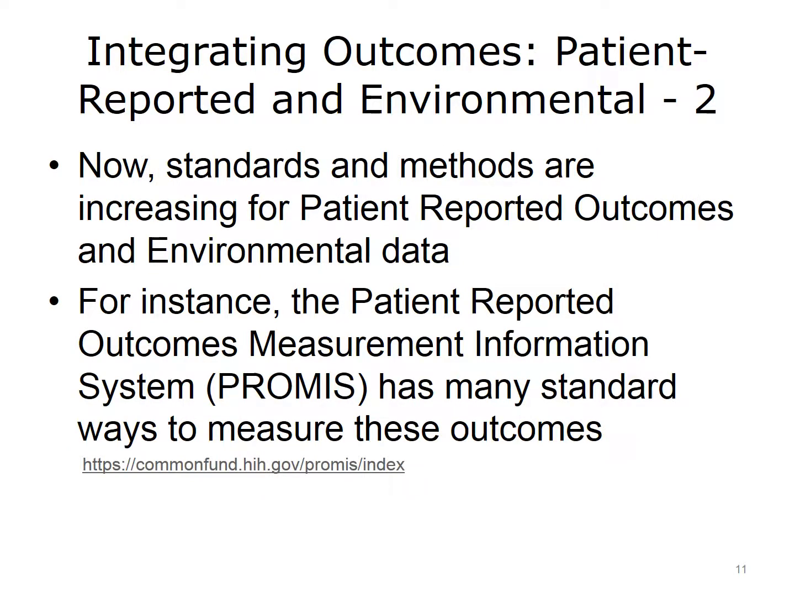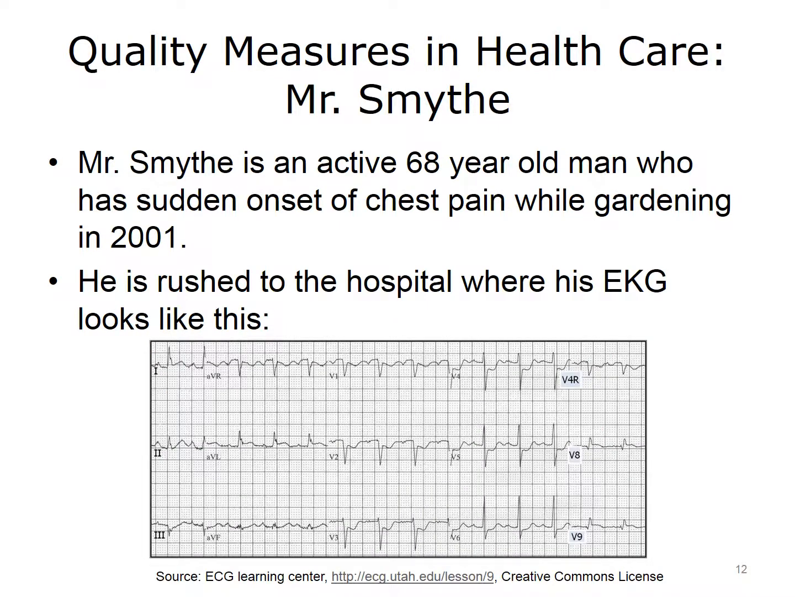There are a number of new standards and methods to record and integrate information about patient outcomes and environmental data. For instance, patient-reported outcomes are stored and can be retrieved from a measurement information system known as PROMIS. This system provides structured, validated ways for patients to report on outcomes that may be important to them, such as their depression symptoms or their overall function for daily activities. Now let's think about measures of healthcare quality and how they help us to better analyze the care we deliver and the health it provides.